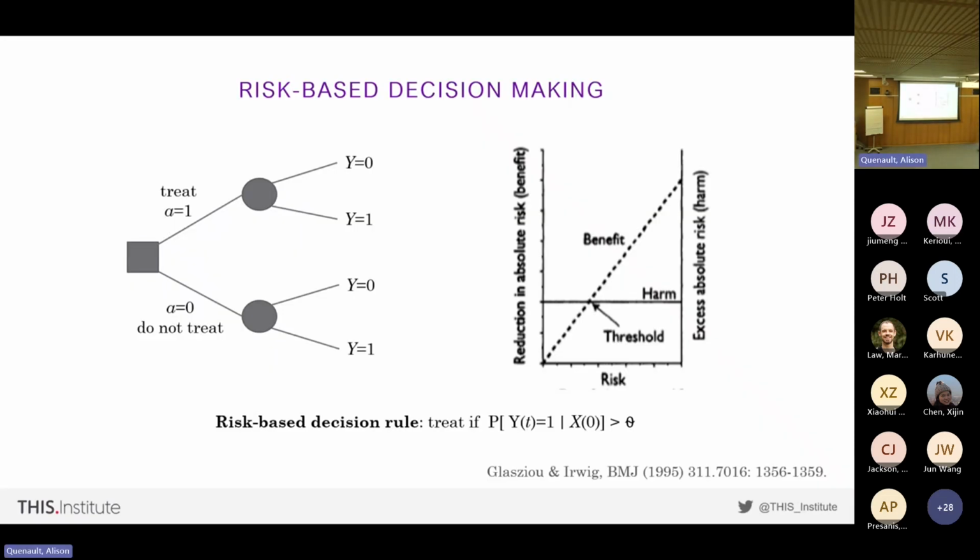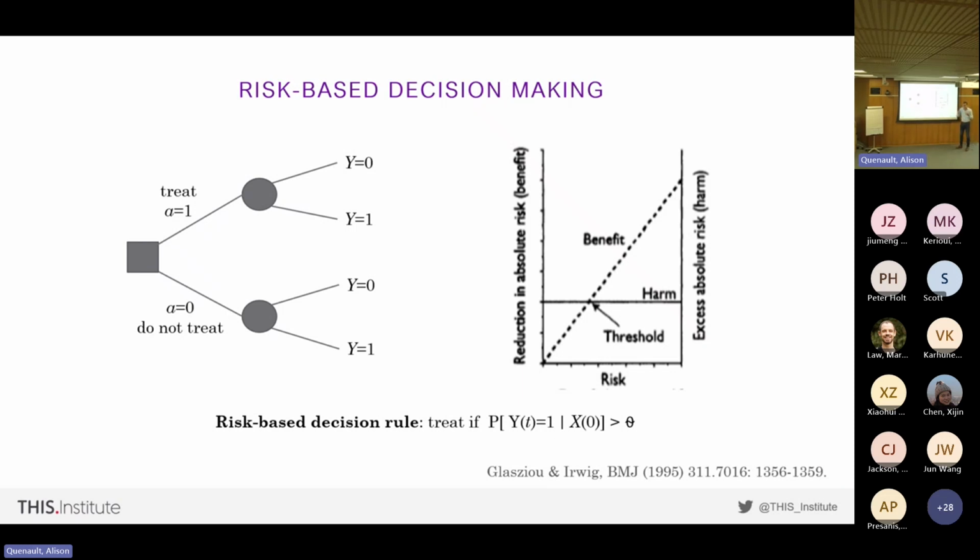And then also, traditionally, the way that these models are used to influence clinical decisions is via a threshold approach. So the rule is that if the risk is above a certain threshold, theta here, then we would treat, and the treatment is typically some preventative measure. And otherwise we don't treat.